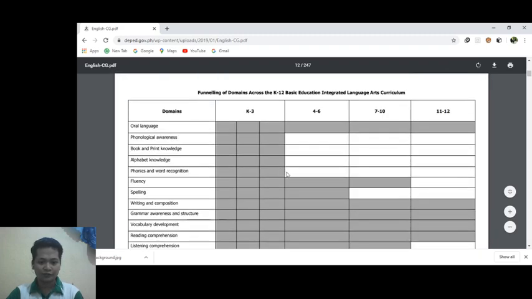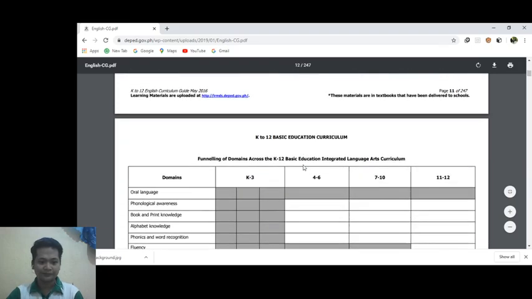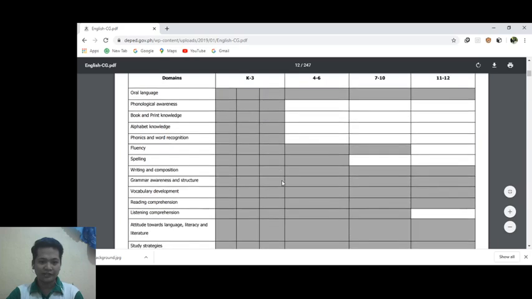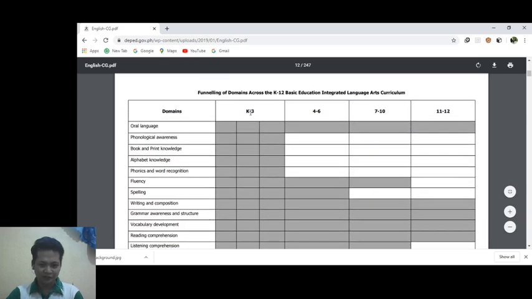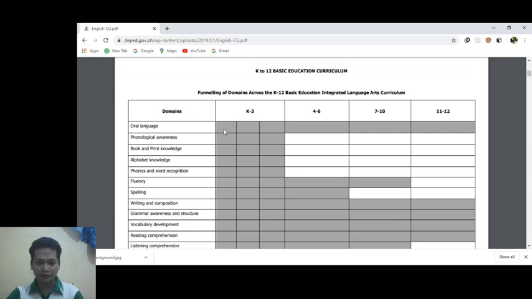I want you to focus here also. This is just an overview, okay? From kinder to grade 3, these are the focuses. Kinder to grade 3, 4 to 6, 7 to 10, 11 to 12. But again, we will just focus on kinder to grade 6. Oral language is being enhanced and taught in kinder to grade 6. Phonological awareness, kinder to grade 3. Book and print knowledge, alphabet knowledge, phonics till 3. Phonics and word recognition, 3.